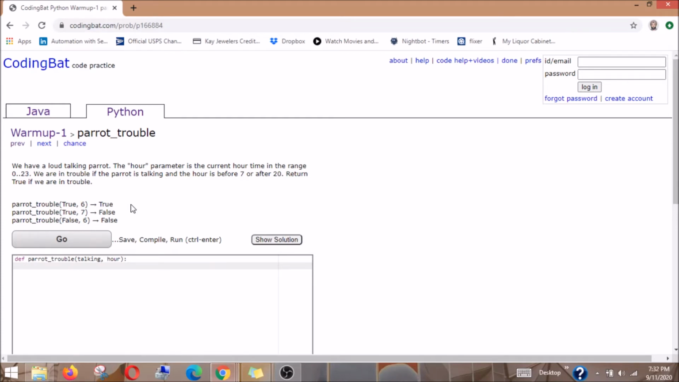So if talking and hour is less than 7 or hour is greater than 20, return true, else return false.